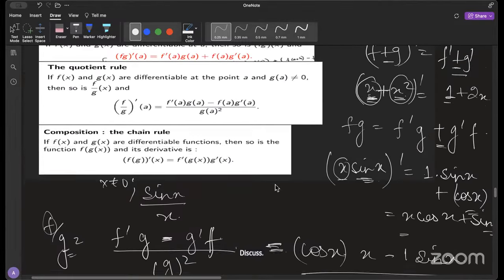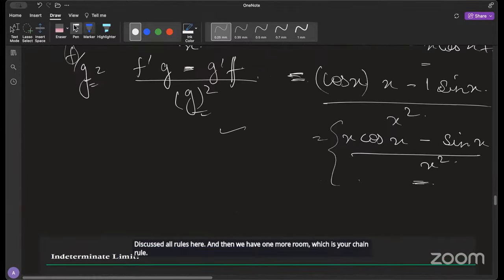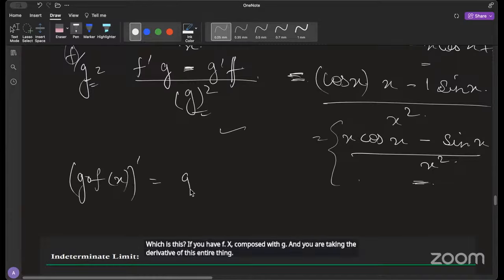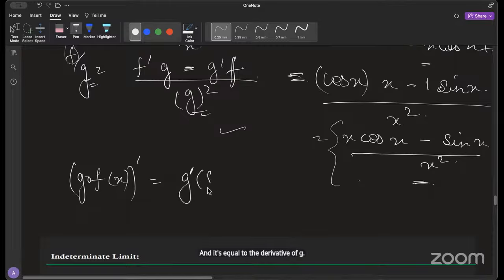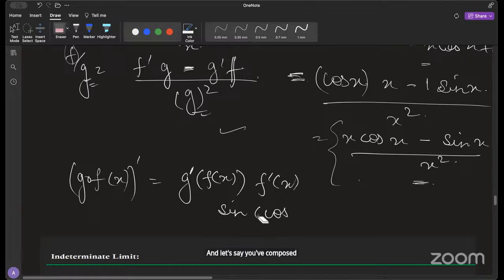We've discussed all the rules here. And then we have one more rule, which is your chain rule. If you have f composed with g and you're taking the derivative of this entire thing, then it's equal to the derivative of g with the argument f of x, and then you take the derivative of f. Let's say you have composed sine with x square plus 1.